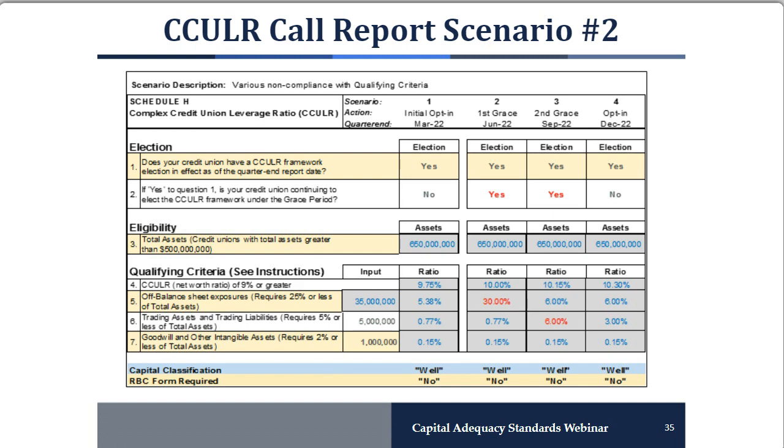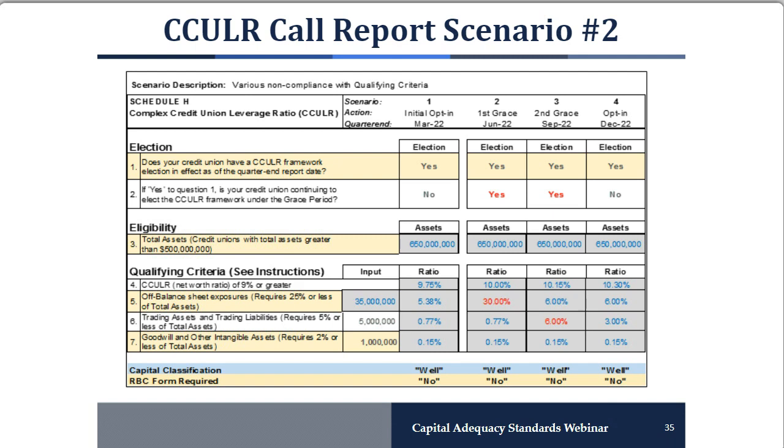For December 31st, 2022, the credit union once again meets all qualifying criteria. As such, the credit union can continue into the CULR framework and is no longer under a grace period. The credit union's capital classification remains well capitalized each quarter, and the credit union is not required to calculate risk-based capital.